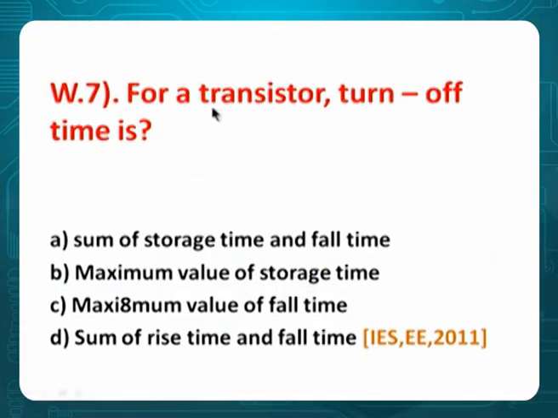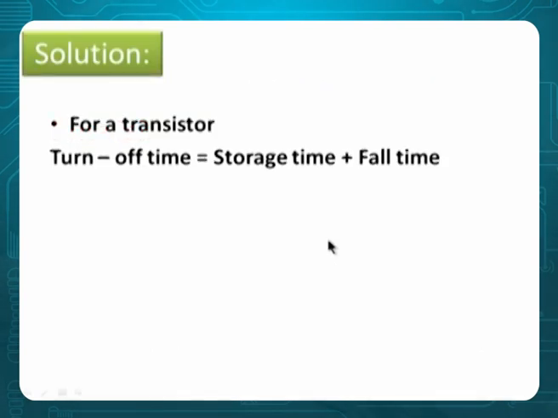Problem 7. For a transistor, turn off time is the sum of storage time and fall time. That's what we have just seen in the waveforms there. You have seen the storage time plus fall time. Therefore, option is A. You have seen graphically how the turn off time is.